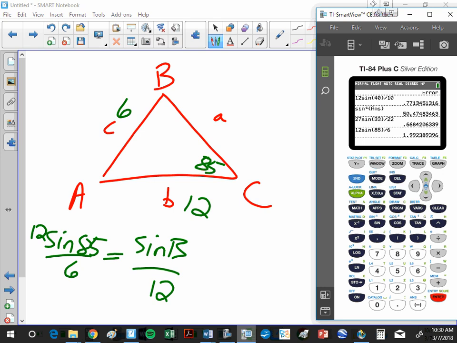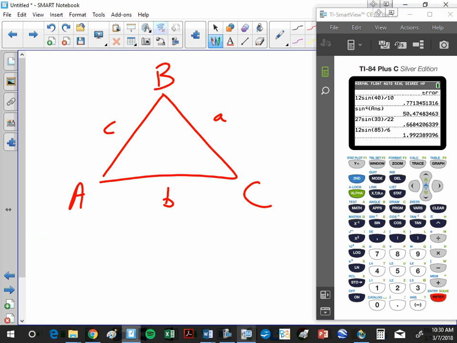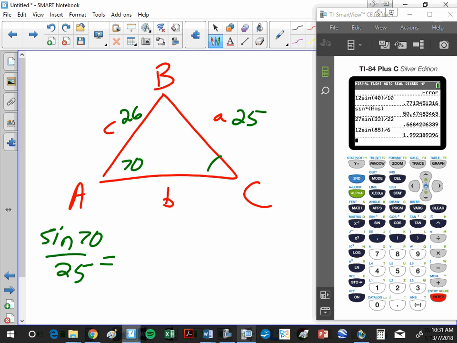So let's do number 11 together. Okay, number 11. 70, 26, and 25. I'm going to go out on a limb and say this one has 2. Why do we think this one has 2? A is so close to C. It probably has 2. So I set it up. And again, this is number 11. So sine of 70 over 25 is equal to the sine of C over 26.